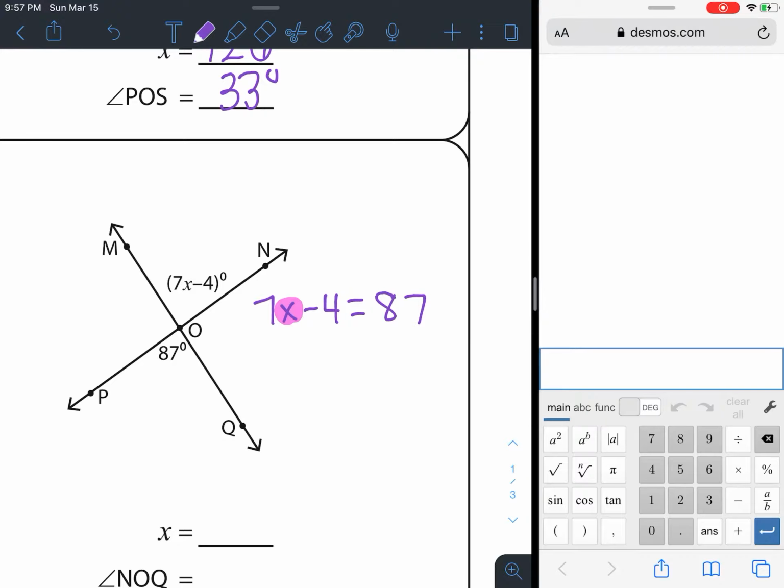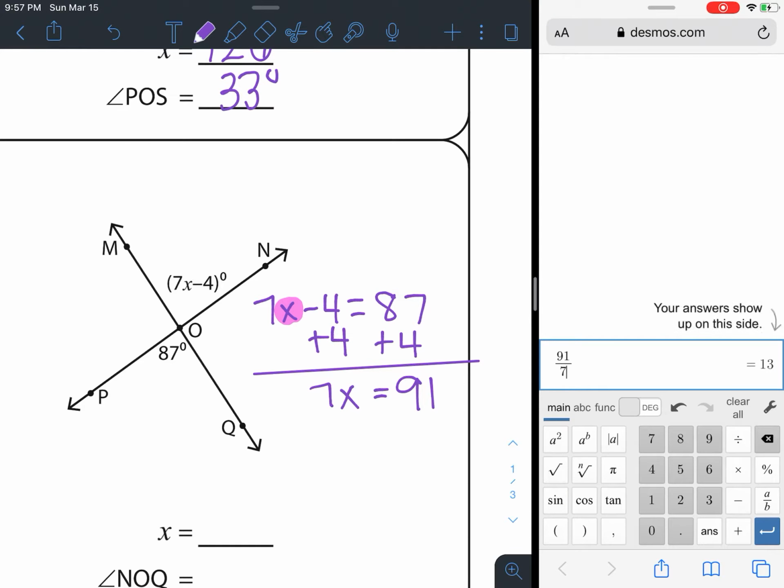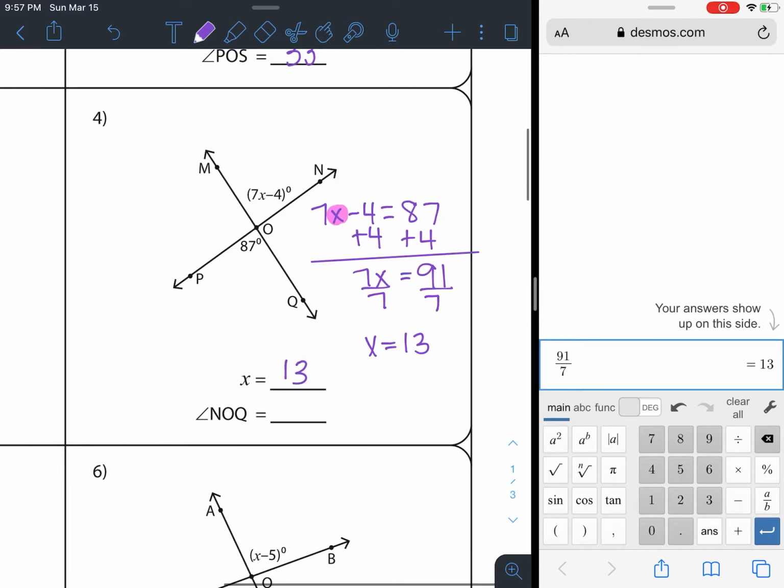First thing to get away from x is the minus 4. So we add 4 to both sides. 7x equals 91. Last step, divide both sides by 7. So x equals 13. This time they want angle NOQ. It forms 180 with 87. So we have to do 180 minus 87, and that gives us 93.